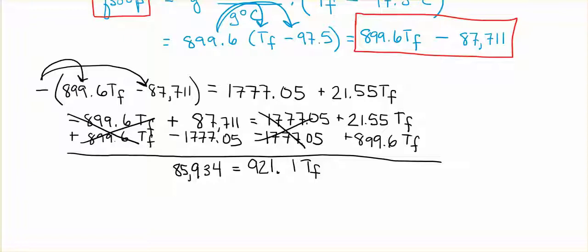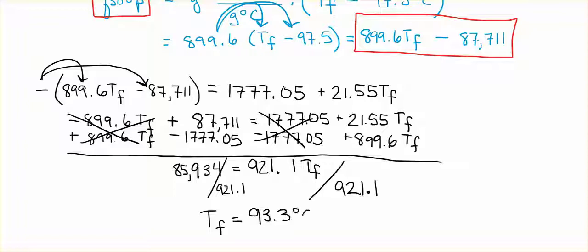Now all we have to do is divide both sides by 921.1. Again, I have a typo, so let me just do that on my calculator real quick. 85,934 divided by 921.1 gives us 93.3 degrees Celsius. And again, I highly recommend that you go back and make sure that this makes sense.